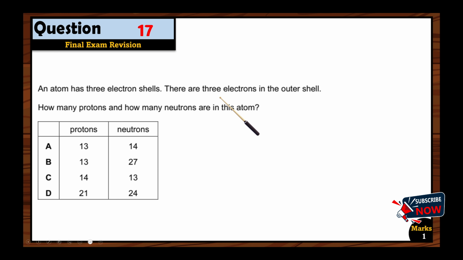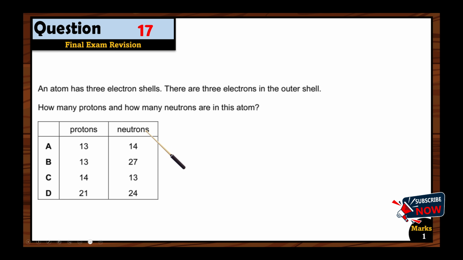So 10 plus 3 is 13, right? So in total we have 13 electrons in this atom. If the number of electrons is 13, then the number of protons will also be 13. They are always equal. So it means option A or B can be right.